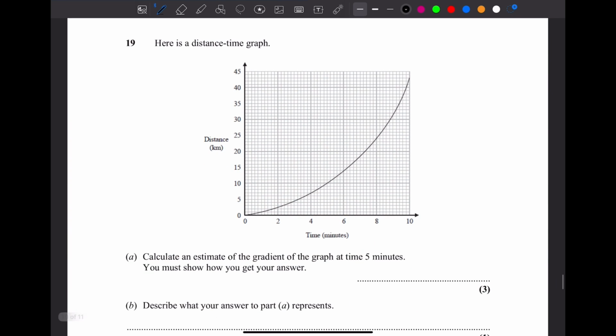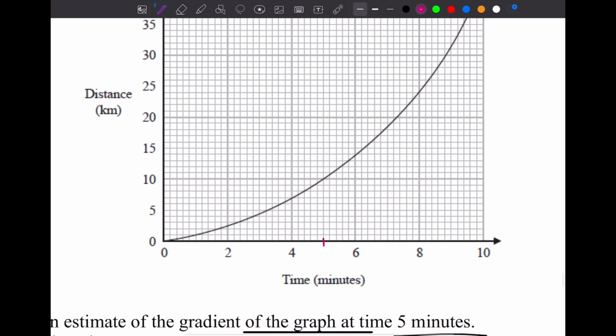Right, coming to the final one. Estimate the gradient at 5 minutes. Okay, gradient, just do the tangent, right? 5 minutes, where is 5 minutes? Here is your 5 minutes. Right, that's 5 minutes. 1 dot before, 1 dot after. Join those two lines, make a straight line. There you go, that looks better. Make it straight. There you go.